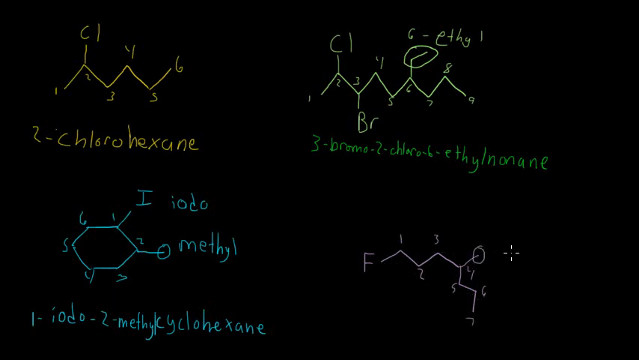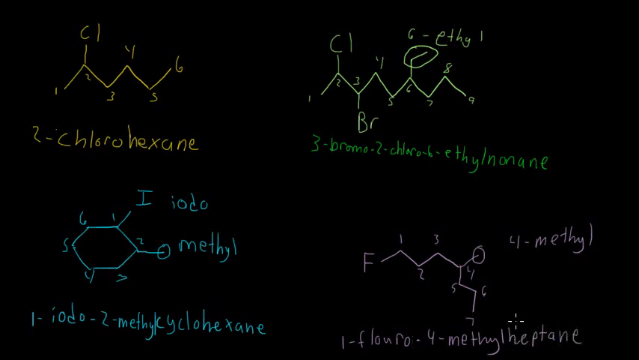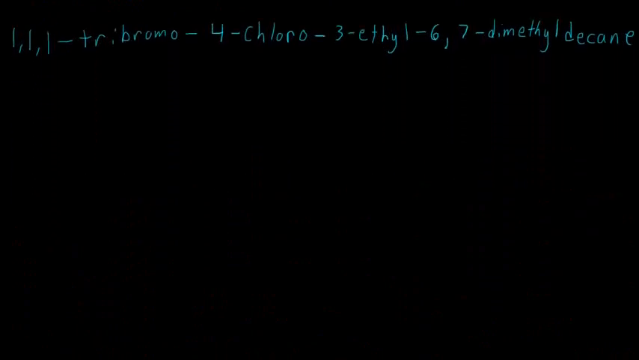And then this right here is going to be a methyl group. So it's going to be a 4-methyl. And F comes before M, so this is going to be named as 1-fluoro, and then 4-methyl, and then because we have a 7-carbon chain, it's going to be heptane. So 1-fluoro, 4-methylheptane is how you would name that compound. And getting into the last example, we're actually going to draw this one out.